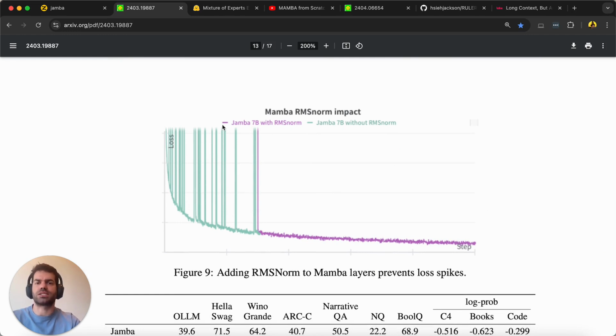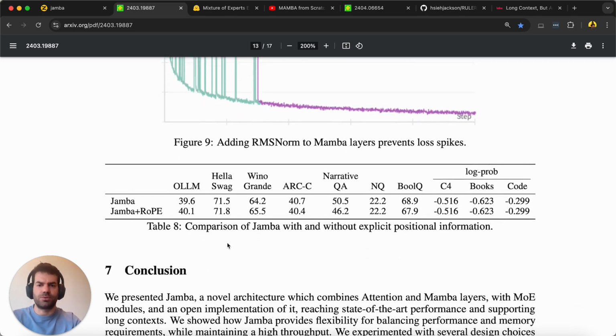Here you can see the loss with and without the RMS norm. It's really nice to the eye. You can see this is not stable. You cannot really train anything with that. And with the addition of the RMS norm, you can see the really nice movement here. And also, positional encoding doesn't really affect a lot.